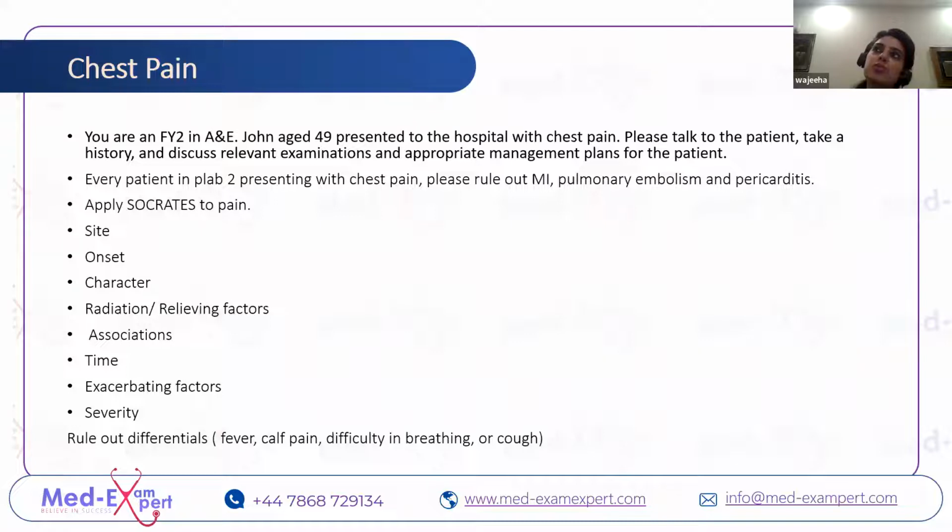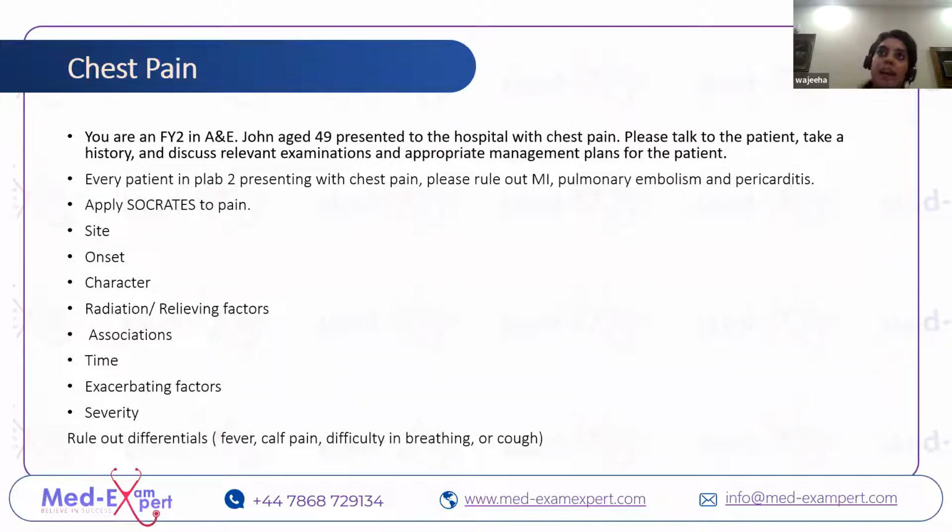And what do the students do? No, the academies told us that you need to rule out 2-3 DDs. Yes, the academies do tell you, but they don't tell you that you need to rule out only the life-threatening emergencies. And you don't need to ask a bundle of questions to rule out any DDs.